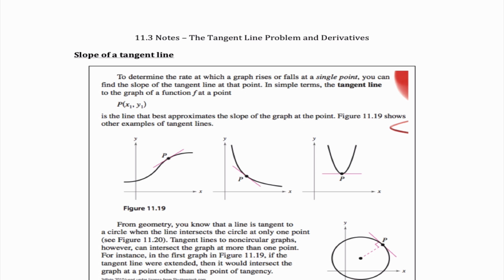So in order to determine the rate at which a graph rises or falls at a single point, we can find the slope of the tangent line at that specific point. In simple terms, the tangent line to the graph of a function f at point P is the line that best approximates the slope of the graph at that point. Okay, so here are some examples.